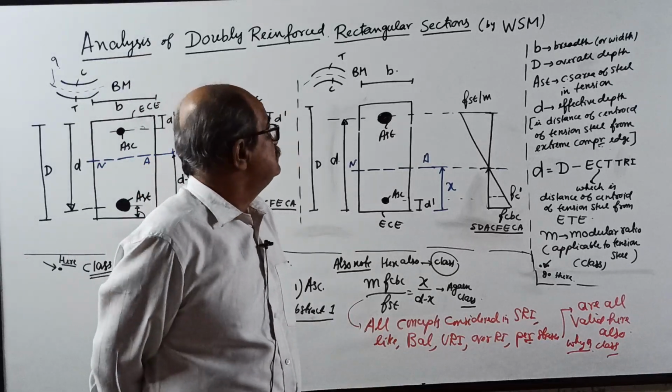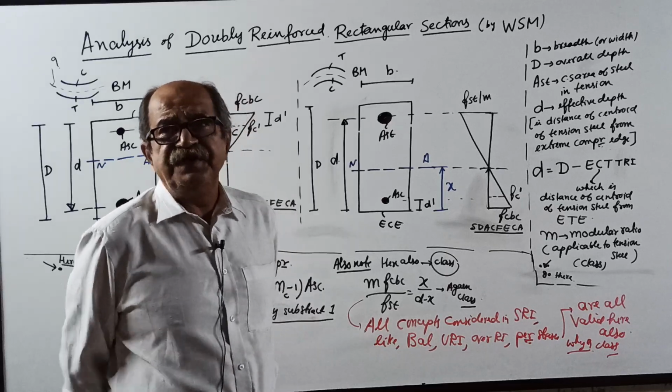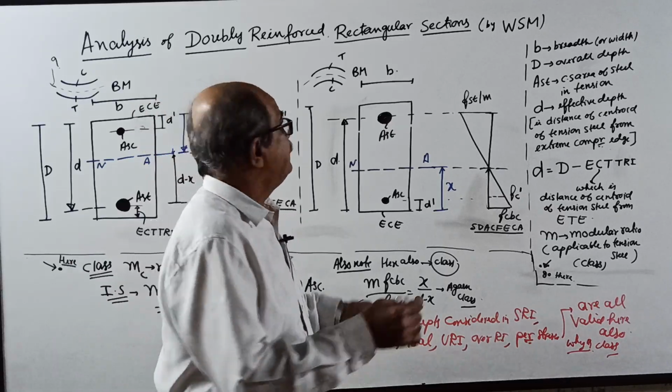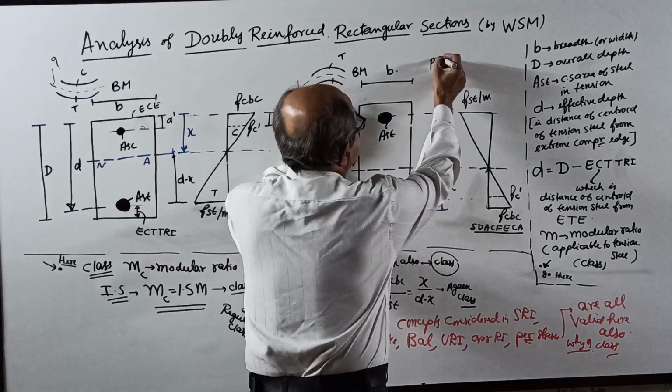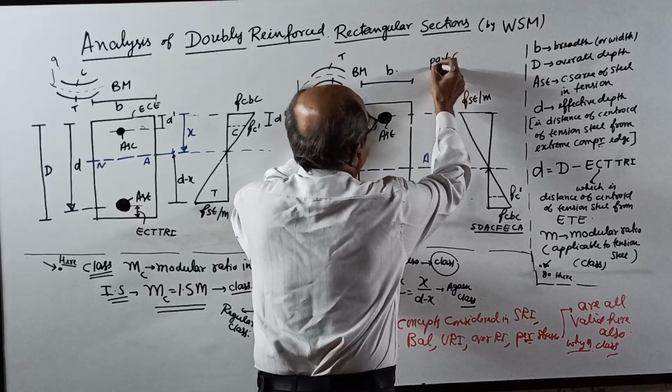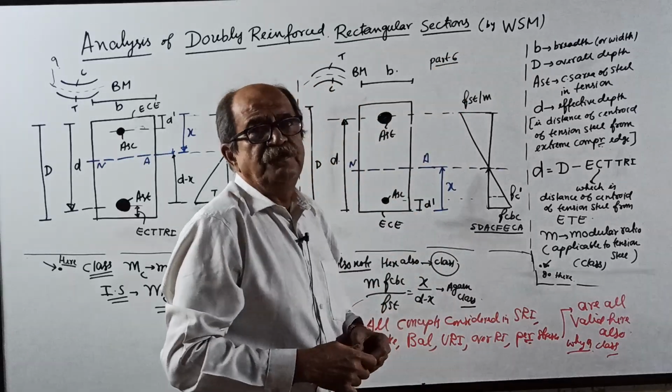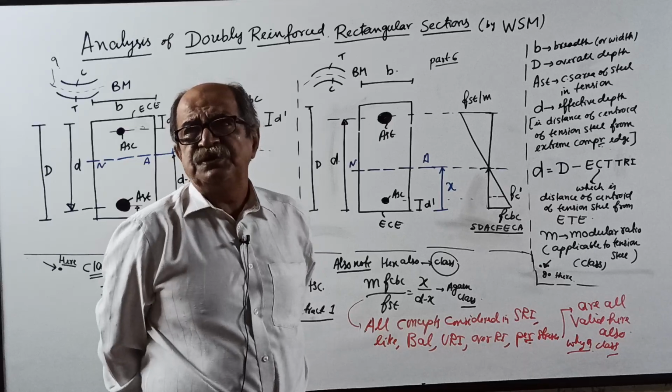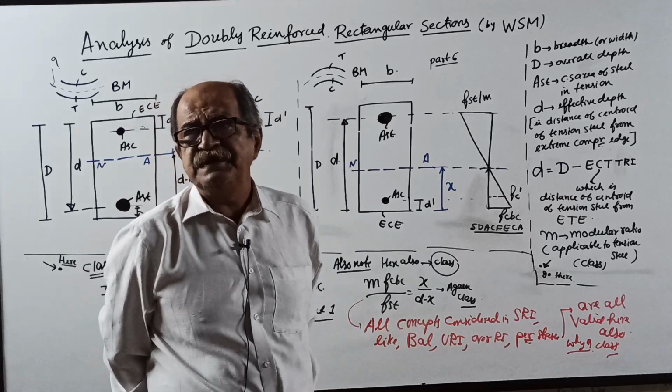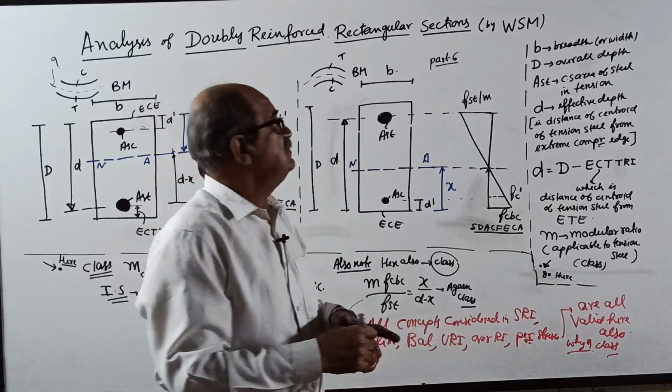Welcome to all. This is part 6. Actually, in the thumbnail you can see it. This is part 6 of analysis of singly and doubly reinforced rectangular sections by working stress method in general.